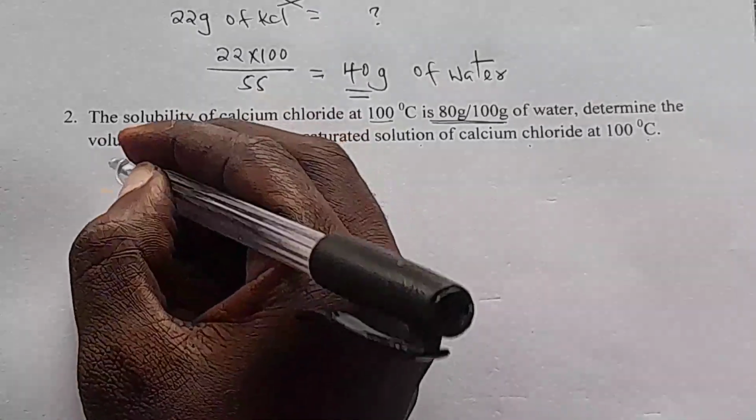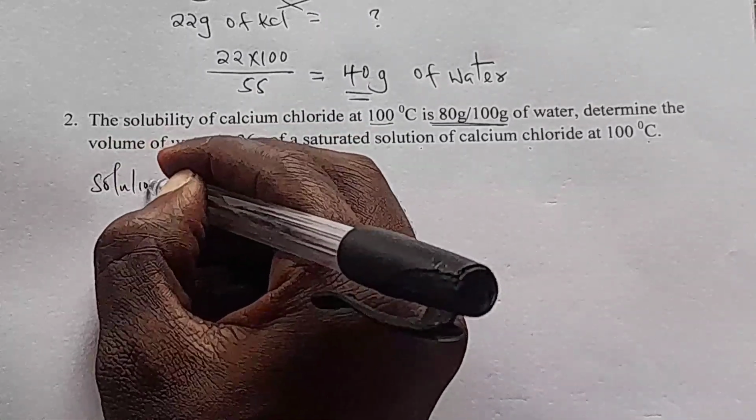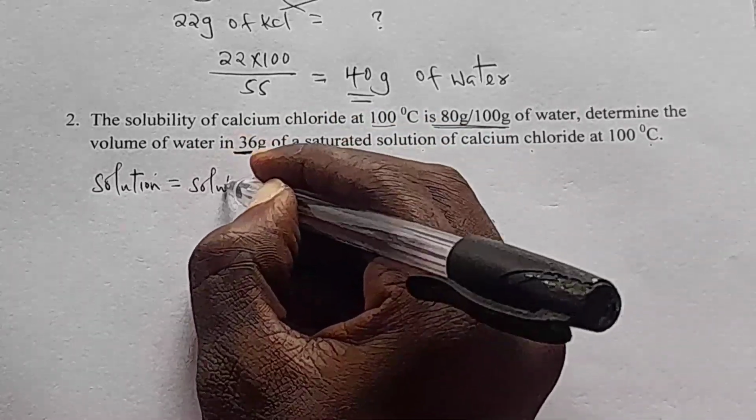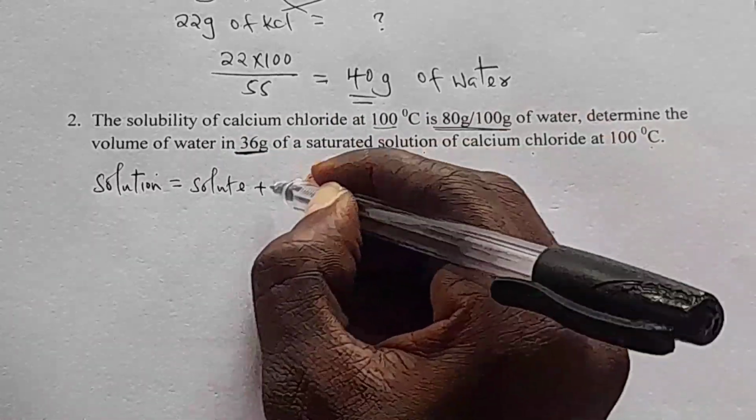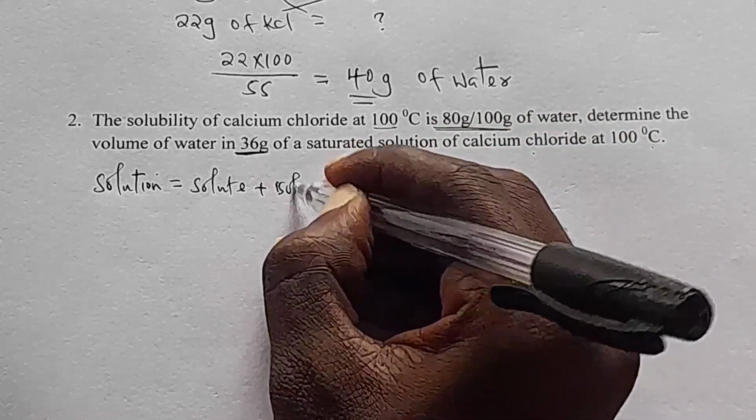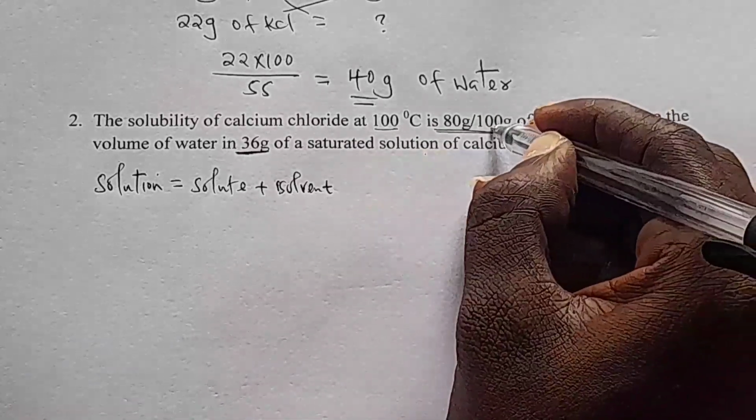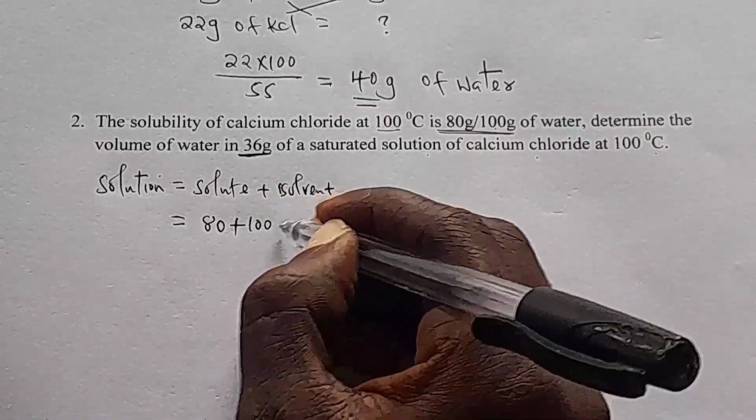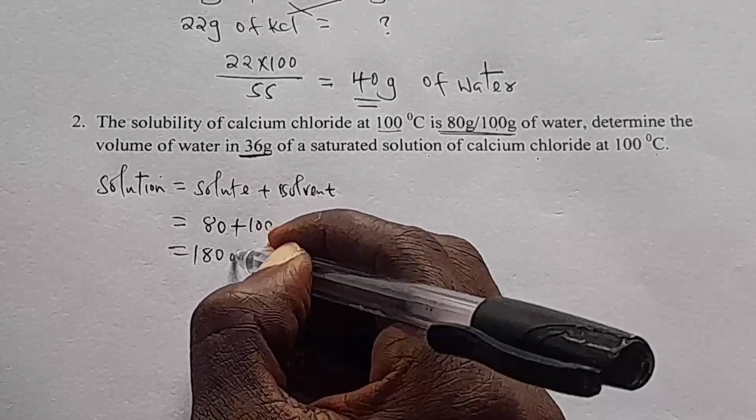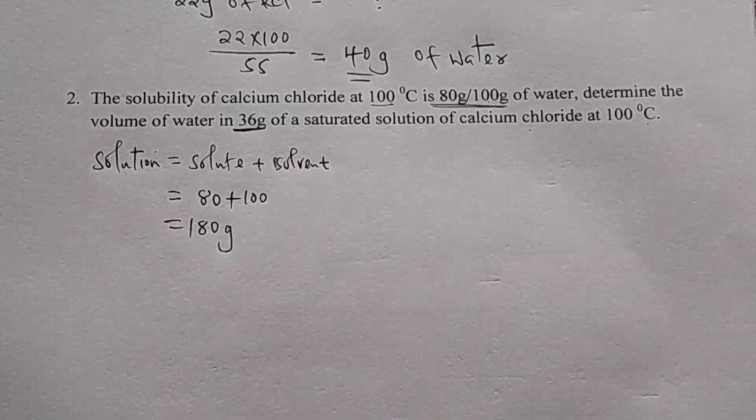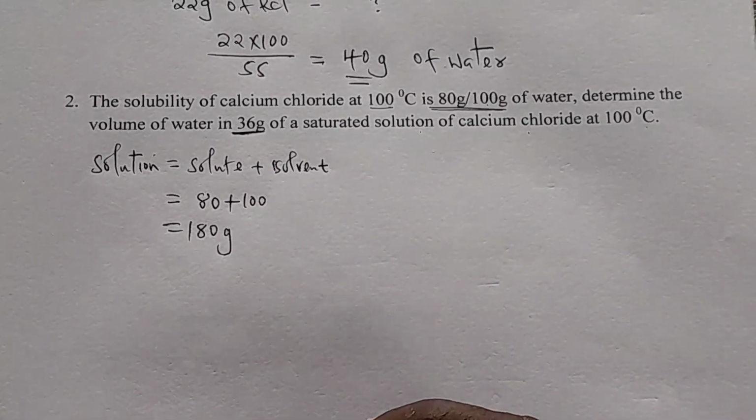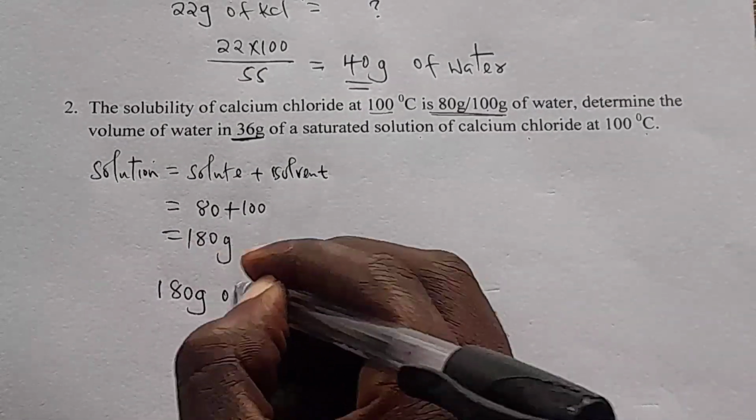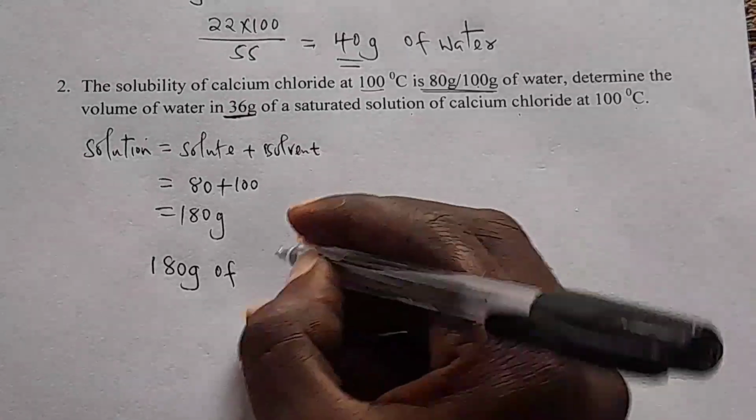So a saturated solution is just a solution. How are we going to get a solution? We are supposed to add the mass of the solute, that's 80, then add the mass of the solvent, which is 100. So this will be equal to 80 plus 100. This is 180 gram of saturated solution of that calcium chloride.